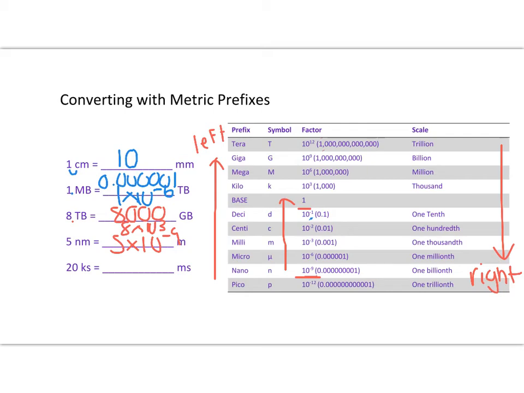Last one, I'm going from kilo to milli, okay? I'm moving my decimal point to the right, or I am getting larger. So between these, I'm going from 10 to the third and 10 to the negative third. So there are 6 spaces in between these, so I can do 20 times 10 to the 6th. Or I can move over your decimal point, whatever you feel more comfortable with.